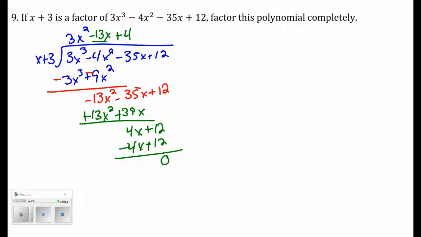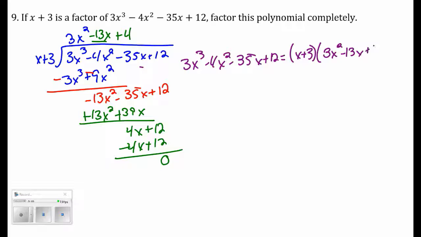Remember, something is only a factor if you have a remainder of 0. If you have a remainder of anything else, it's not a factor. So, what this tells me is that 3x cubed minus 4x squared minus 35x plus 12 equals x plus 3 times the quotient, 3x squared minus 13x plus 4. But I want it factored completely.